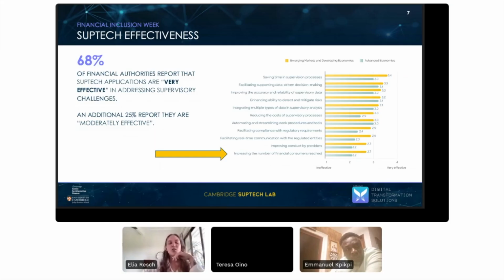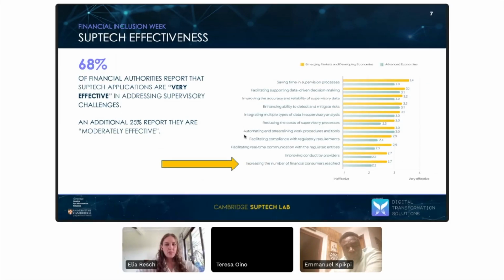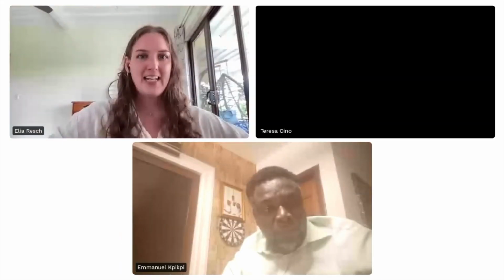But perhaps the most relevant for this group here, of course, is the financial inclusion outcomes, as supervisors highlight that SupTech has led to increased awareness among consumers and even an increase in the number of financial consumers reached and protected. We have a lot more data where this stems from. We also have a big breakdown between advanced and emerging markets and developing economies. And all of that you'll be able to review in our State of SupTech report, with lots more detail, a lot more examples added there.